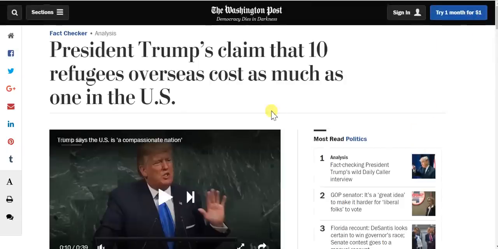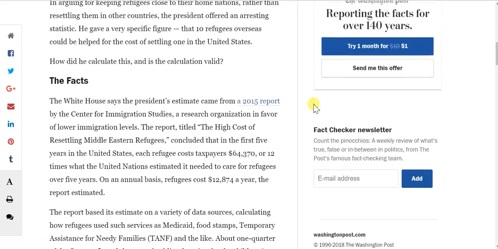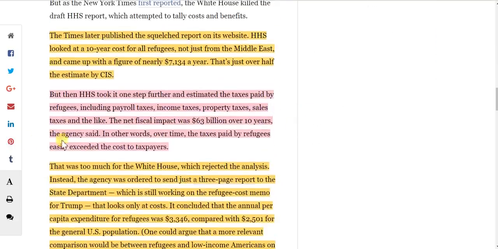Well, President Trump claims that 10 refugees overseas cost as much as 1 in the US. And then this whole article is panning that. They're saying, no, Donald Trump, that's wrong. You're crazy. And the point I wanted to make, because I talk about this in my other video that is linked, the Global Compact on Refugees, where I look at the first 17 pages, is that you can't have it both ways. It either costs a lot or it doesn't. So here's the meat of it.